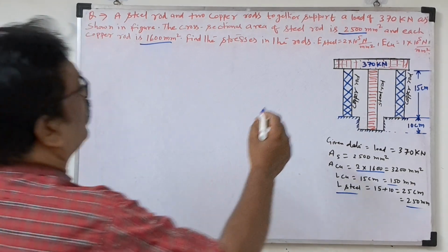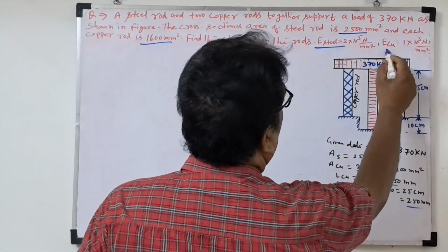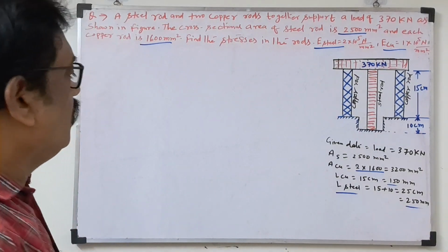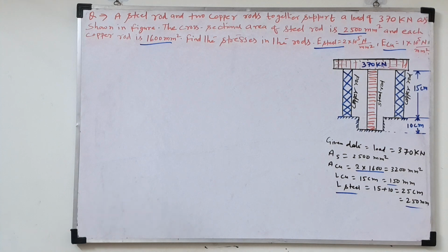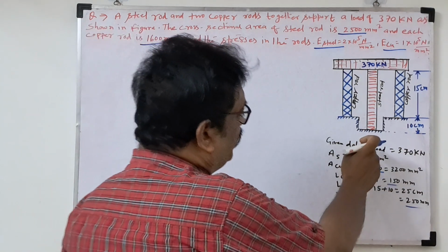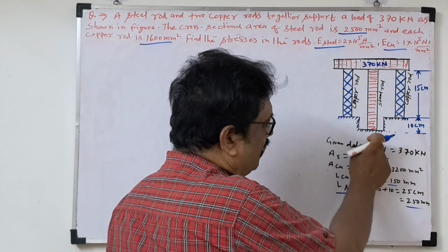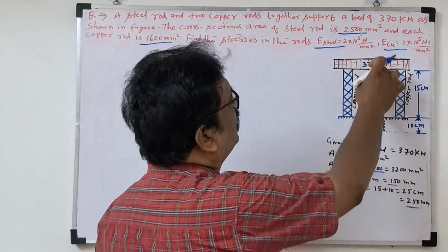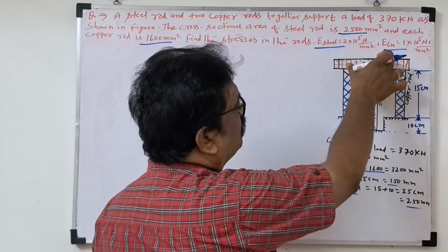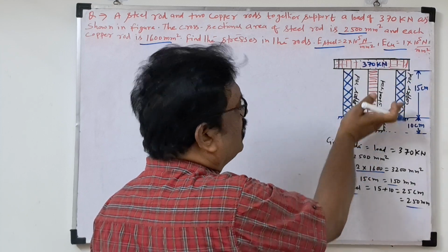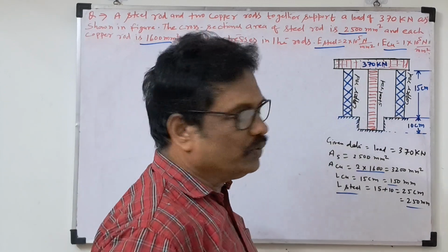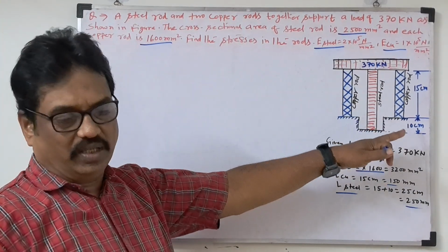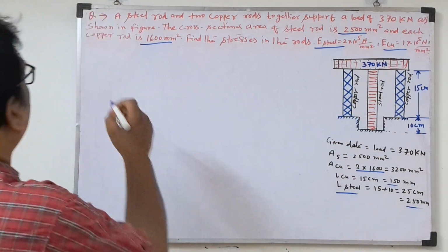Then the Young's modulus, or modulus of elasticity, of steel and copper is also given. Now we'll solve this question. If the load were acting downward, the strain would be the same and the elongations would be the same. But here there is a 370 kilonewton load, so contraction will occur. That means the decrease in length of the copper equals the decrease in length of the steel.